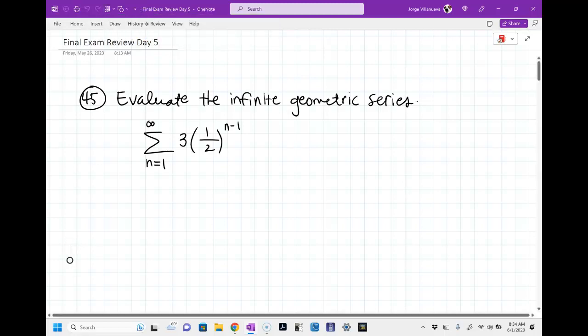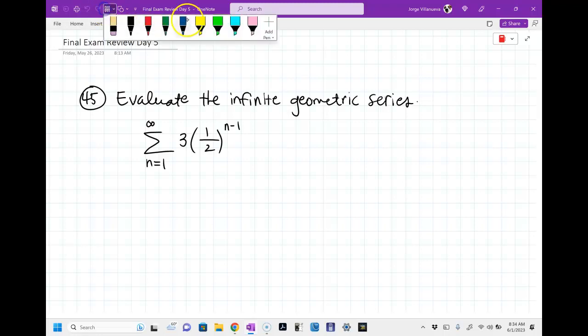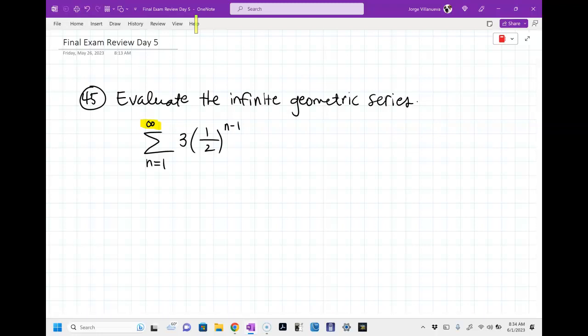So for question number 45, we're evaluating the infinite geometric series. For this type of problem, you know it is an infinite geometric series because there's an infinity on top. That's kind of like a hint that it is an infinite series. And then the way it's written, 3 times a half to the n minus 1, that looks like a geometric sequence.